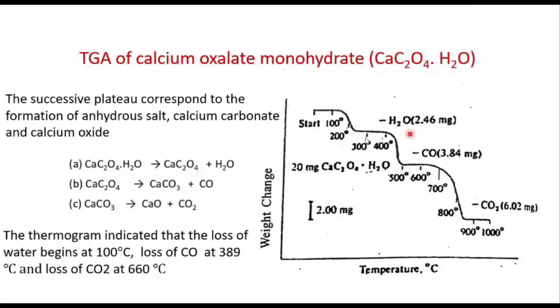So it is losing a water molecule. In this portion, it is losing a water molecule, and now it has been converted to the anhydrous calcium oxalate. Now this is stable from 226 to 398 degrees centigrade. In this portion, this is stable. And after 398, it is getting decomposed into calcium carbonate and carbon monoxide. So in this portion, what is getting evolved? You can see carbon monoxide is evolved.